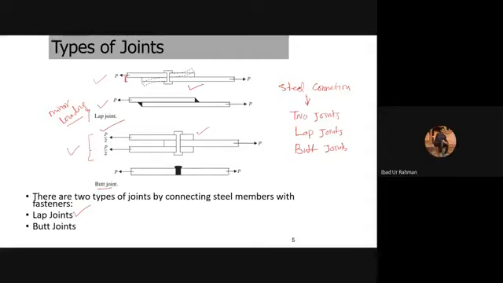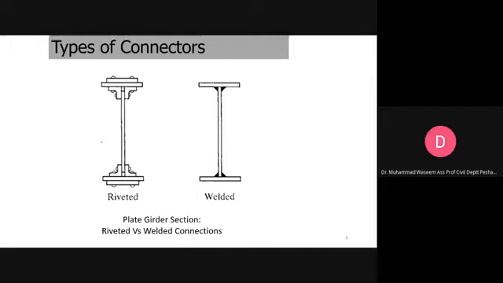Yes, sir. Good. Now, this is an example of a plate girder. You can see this image. This is a plate girder, which is a built-up section, constructed or fabricated by joining different plates. You can see that this plate girder section has been fabricated with the help of rivets, and this is the same plate girder fabricated with the help of welds.